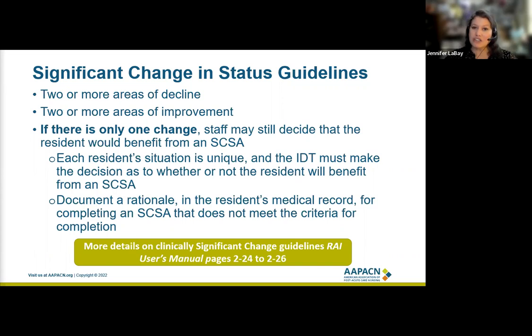If there's only one change, there is still a possibility that a significant change in status would be appropriate. That's going to be an interdisciplinary team discussion to say, hey, you know what? They've got this wound, maybe they're borderline with their diet, maybe they haven't necessarily shown a weight loss, but their weight is fluctuating in between those observation periods. Maybe this is something that we would want to address and establish a new baseline care plan so we can address these things.